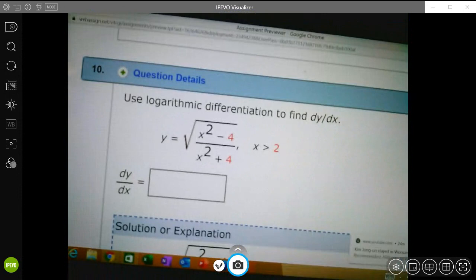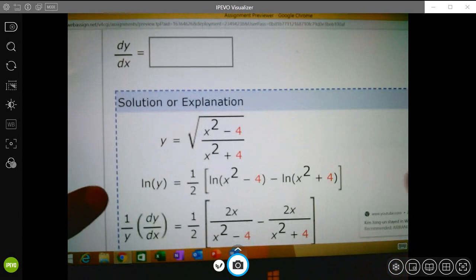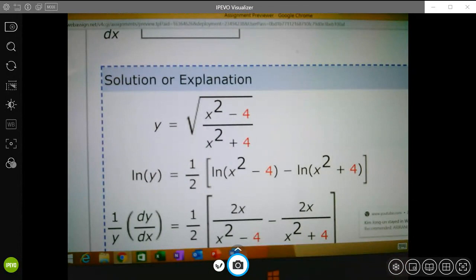Number 10 is something called logarithmic differentiation. We want to use logarithmic differentiation to find dy over dx. So you have the square root of x squared minus 4 over x squared plus 4. The square root is this to the power 1/2. This is how we do it: you have to take ln of both sides. Remember this is to the 1/2. And actually, let me do it here. There is one step.